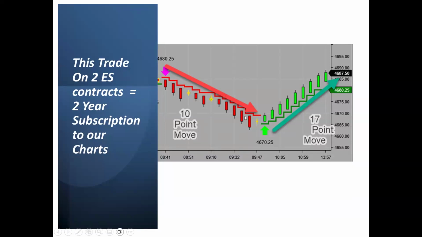All right, so here's an example on the E-mini, 10-point move down, 17-point move up. Just on 2 E-mini contracts would actually pay for our entire 2-year subscription.